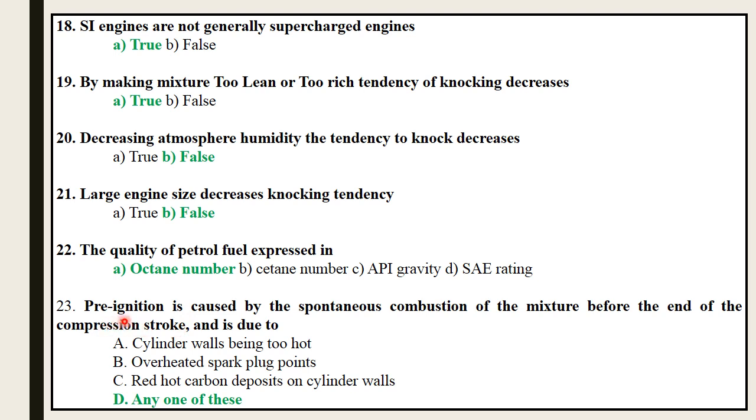Next, pre-ignition is caused by the spontaneous combustion of the mixture before the end of the compression stroke and is due to cylinder walls being too hot, overheated spark plug points, red hot carbon deposits on cylinder walls, or any one of these. So the correct answer is any one or all of these. Pre-ignition is initiated by overheated or projecting parts, for example spark plug electrodes, exhaust valve head, metal corners, protruding cylinder head gaskets, etc. These surfaces become hot due to auto-ignition in previous cycles, and because of that pre-ignition occurs in an SI engine.